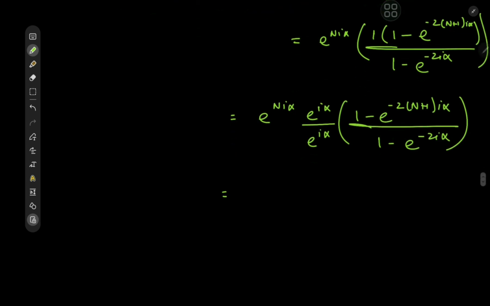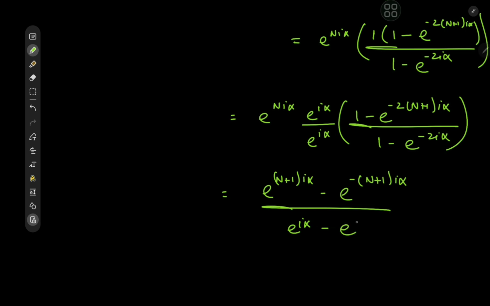And carrying out the multiplications, we have e to the n plus 1 I alpha minus e to the negative n plus 1 I alpha. And down here we have e to the I alpha minus e to the negative I alpha. And again, some beautiful complex analysis, because if we just divide upstairs and downstairs by 2, we get the sine function.